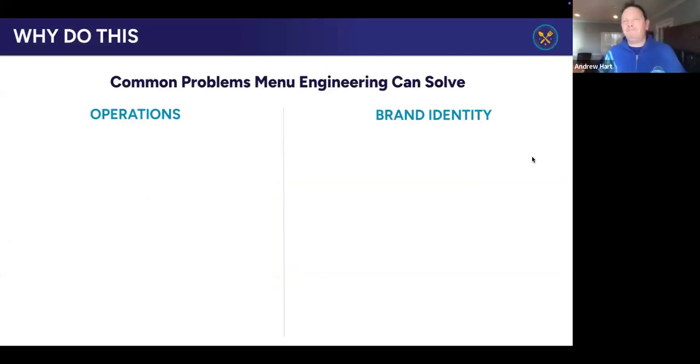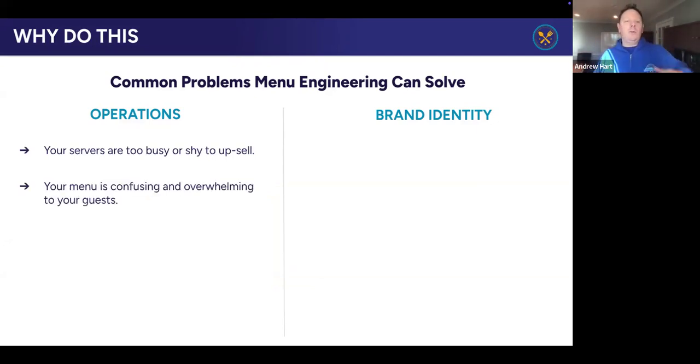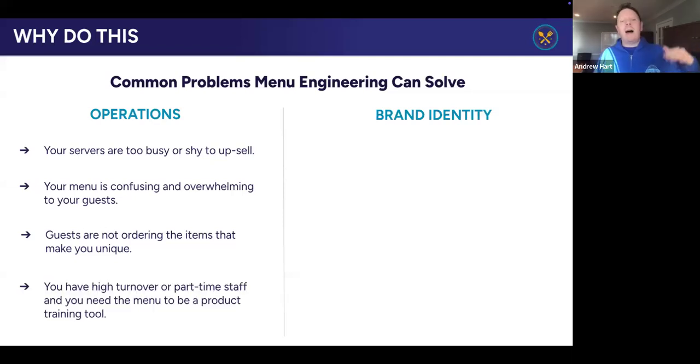When it comes to common problems for restaurants that menu engineering can solve, I think there are 2 buckets here: operations and brand identity. It could be that your servers are too busy or shy to upsell. It could be that the design of your menu is confusing and overwhelming to your guests. Maybe your guests are just not ordering the items that make you unique. Maybe you have high turnover or part-time staff, and you need the menu to be a product training tool.